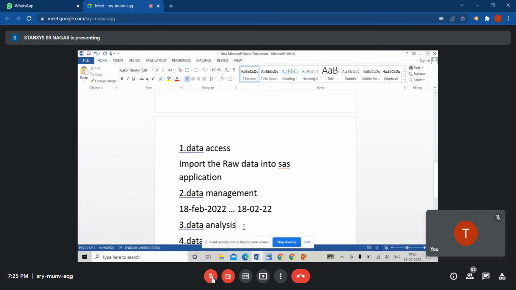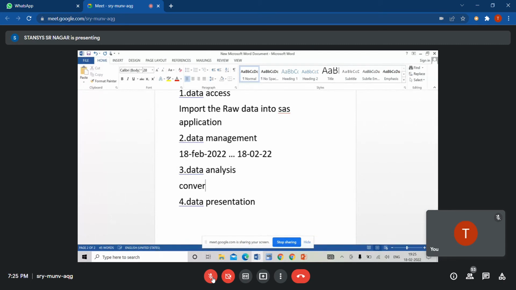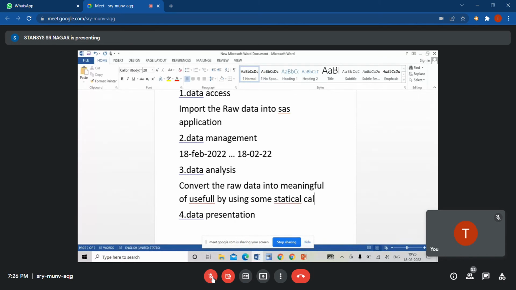Understand, guys? The third step is data analysis. Data analysis means we have to convert the raw data into meaningful or useful information by using some statistical calculations. That is called data analysis. Is it clear, guys? This is the major step involved in the SAS.